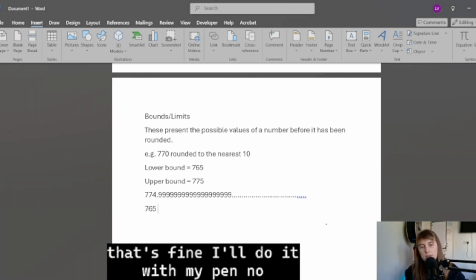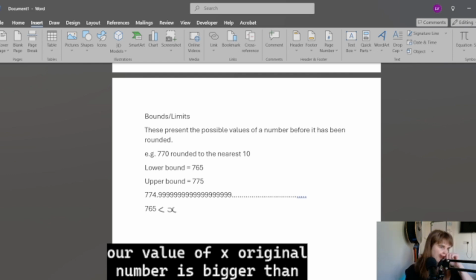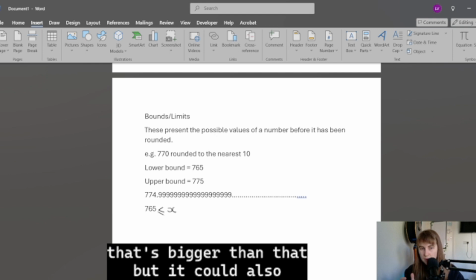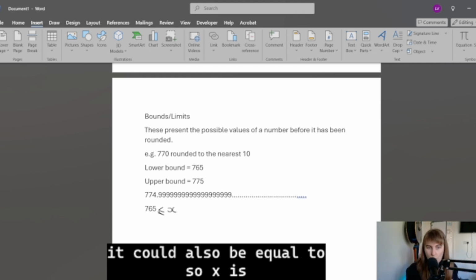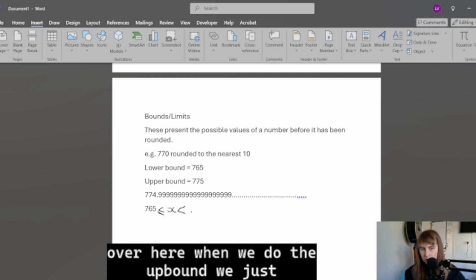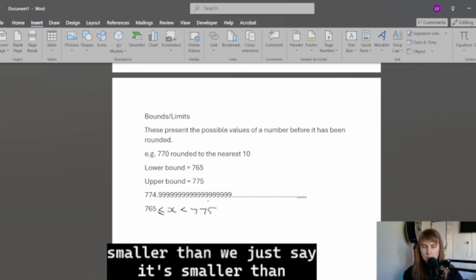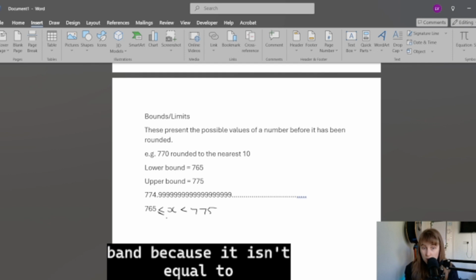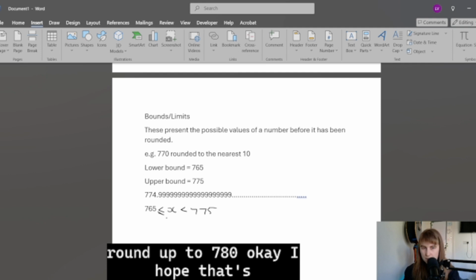So, our value of x, our original number, is bigger than 765. Okay. So it's anything that's bigger than that, but it could also include 765. So we put a line underneath it to say it could also be equal to. So x is either equal to or bigger than 765. But over here, when we do the upper bound, we just say it's smaller than 775. So we don't say that it's equal to in the same way we do with the lower bound, because it isn't equal to, because if it were 775, it would then round up to 780. Okay, I hope that's making sense.